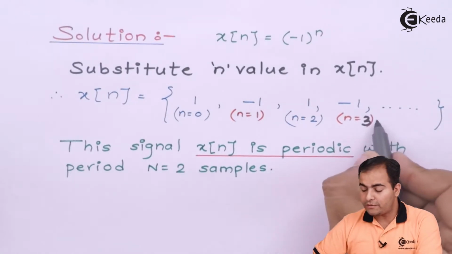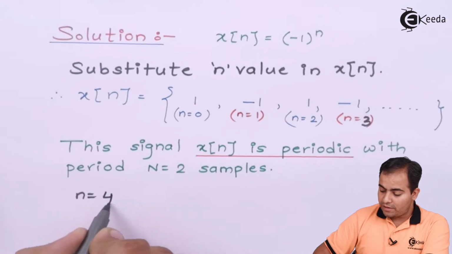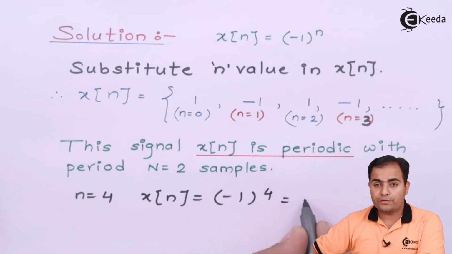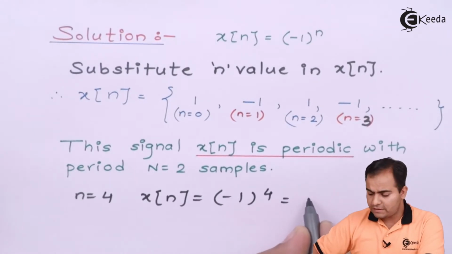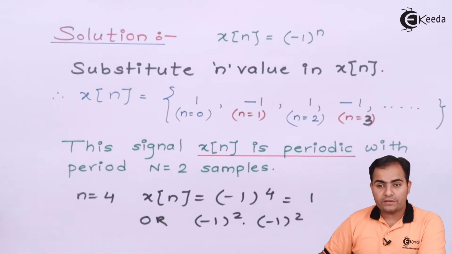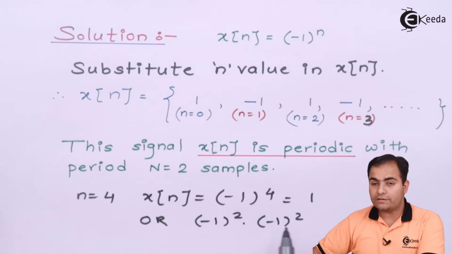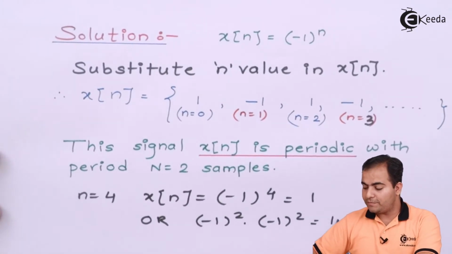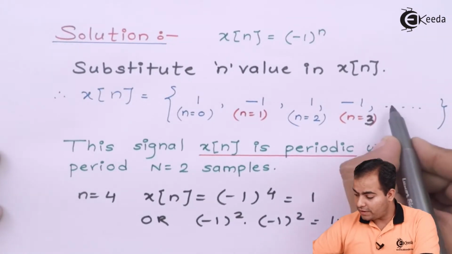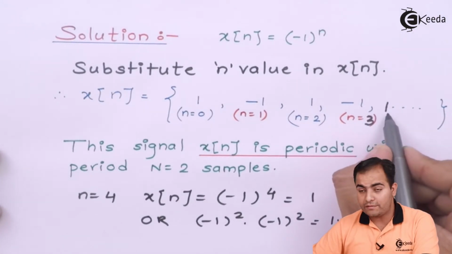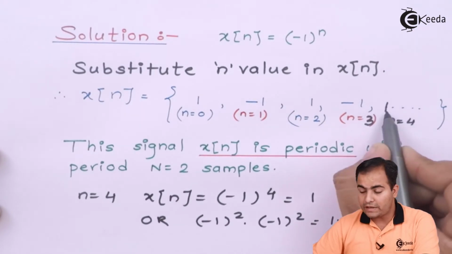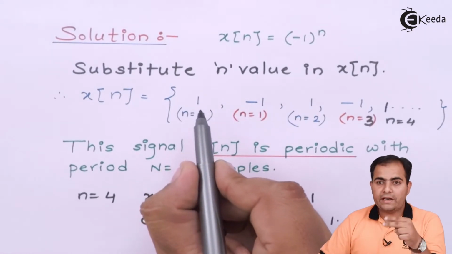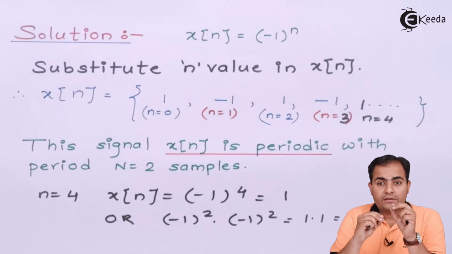If we want to calculate for n equals 4, what will we get? Minus 1 raised to 4. You can directly write this as 1, or else you can solve it like minus 1 raised to 2 into minus 1 raised to 2. We know that minus 1 raised to 2 is 1, so it is simply the multiplication of 1 into 1. The answer is 1. So for n equals 4, you will get the value 1. So this 1 value repeats after 2 intervals. This is called periodicity.